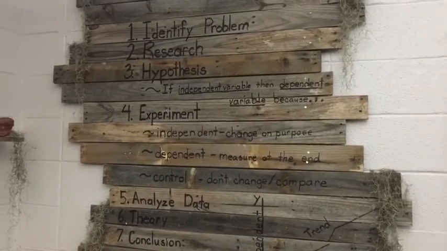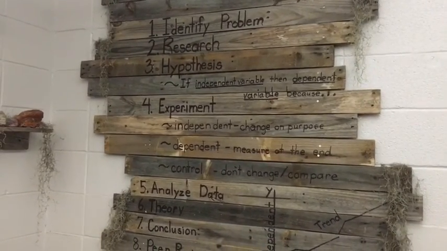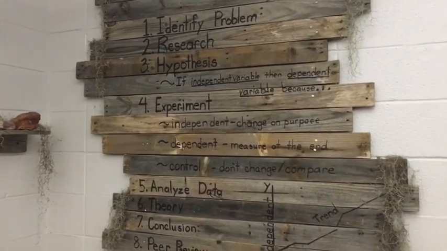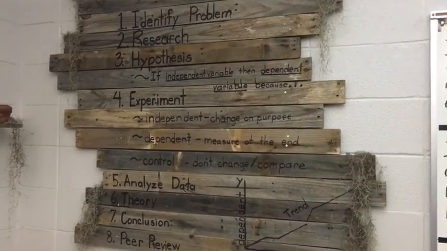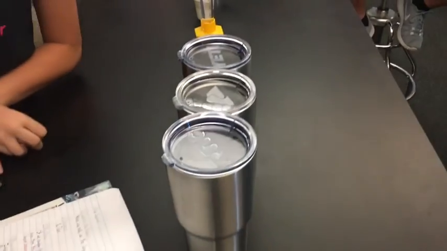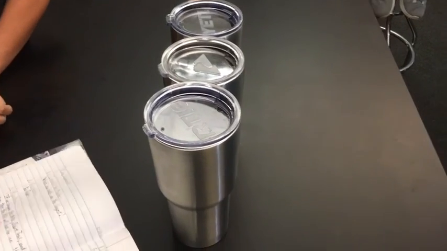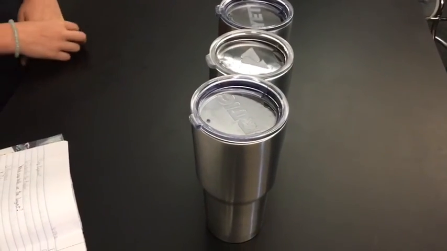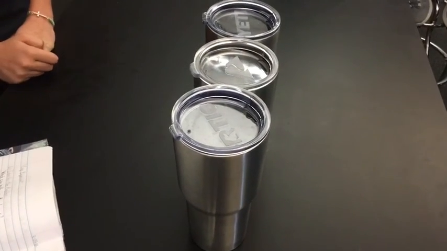Okay, now let's start. Number four, the experiment. Y'all are hilarious. Okay, what is the independent variable in our experiment? The cups. What do you mean the cups? The Arctic, the Yeti, and the Ozark Trail. Okay, that's the thing we are changing on purpose, right? Yes, sir. Okay. What's the dependent variable?